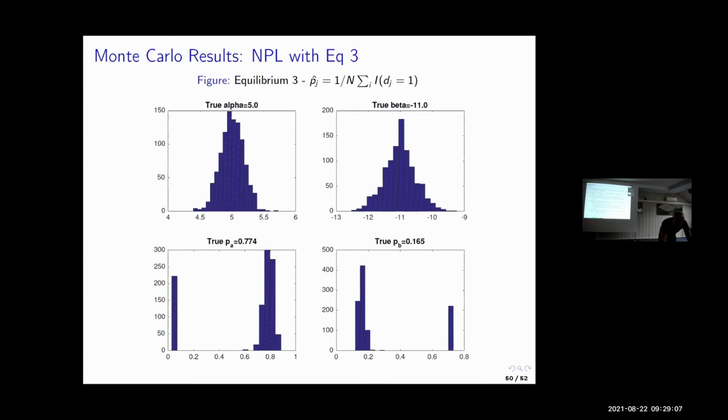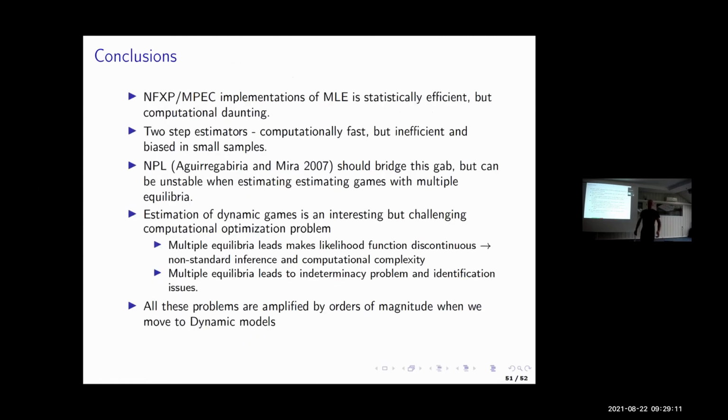Okay, so actually, I think I'm already ready to conclude. The nested fixed point implementation of the maximum likelihood estimator is statistically efficient. It's imposing all the structure of the model, and you know, it's maximum likelihood.